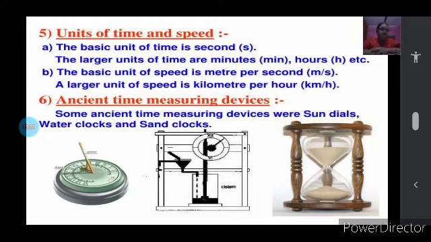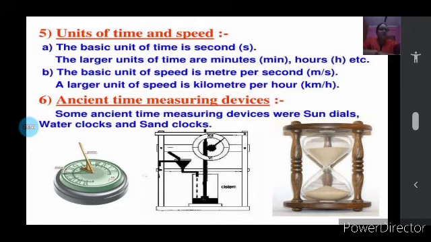The larger units will go for hours, minutes and all. The basic unit of speed is meter per second. The larger unit, which we just saw in an example, children, is kilometer per hour. And in ancient times, in the same picture which we are seeing, the sundial was used by the people. The principle of the sundial is that from the shadow of the sun they were able to measure the timing approximately. They did not give accurate measurement.